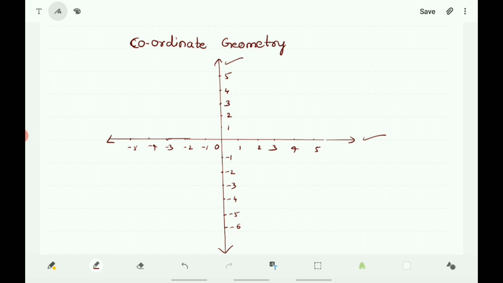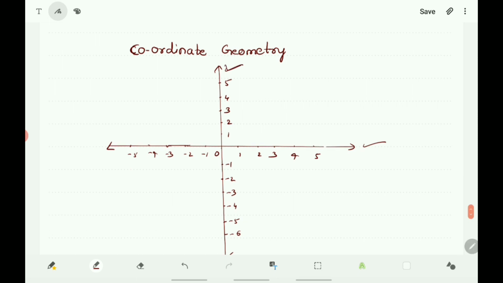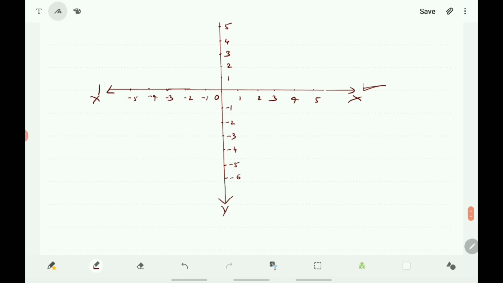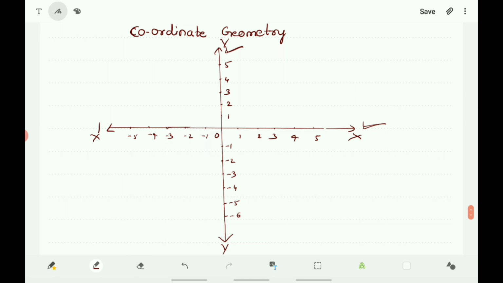Here these two axes are called coordinate axis. The horizontal line is called the x-axis. Here x dash, this is the x-axis, and the vertical line, that is y dash, is called the y-axis. The coordinates of the axis divide the plane into four parts called quadrant. Here there are four parts. First part, second part, and third part. This is fourth part.